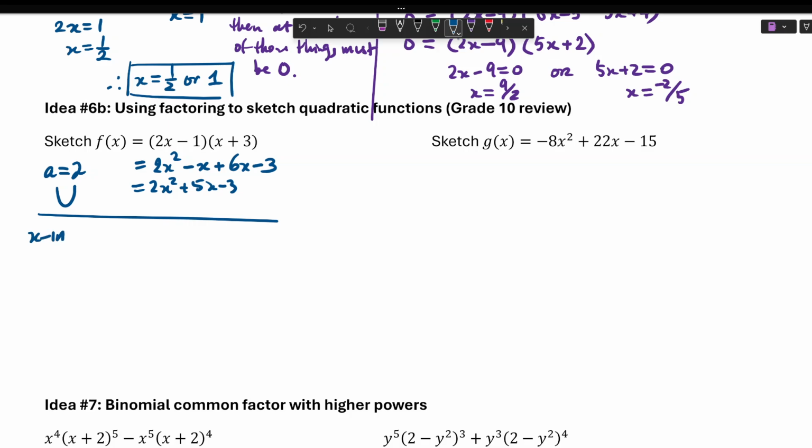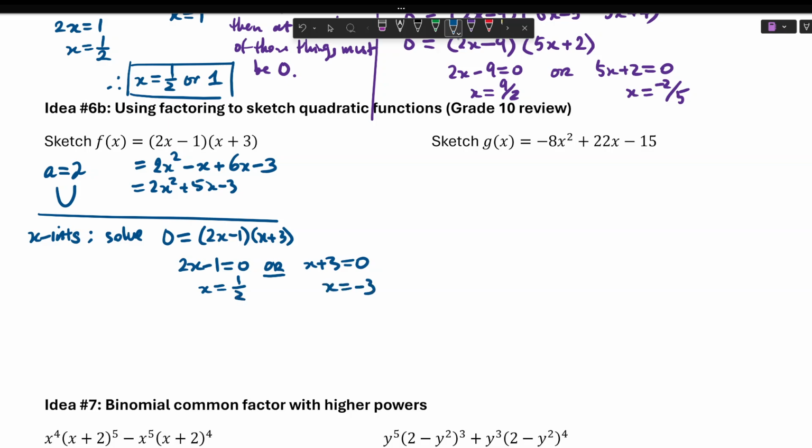Now, for the x-intercepts, or the zeros, you're going to solve when y is equal to 0. So when (2x - 1)(x + 3) is equal to 0. You'll notice this is already factored. So we can say either 2x - 1 is equal to 0 or x + 3 is equal to 0. That gives us two x-intercepts, 1/2 and -3.